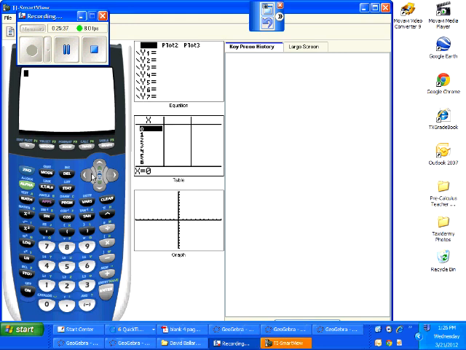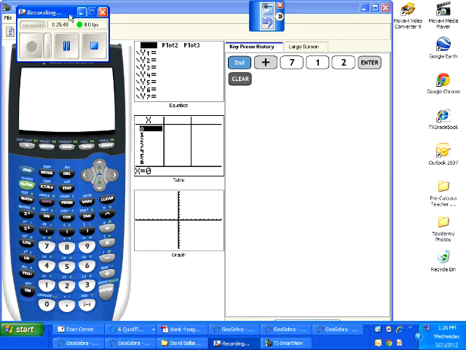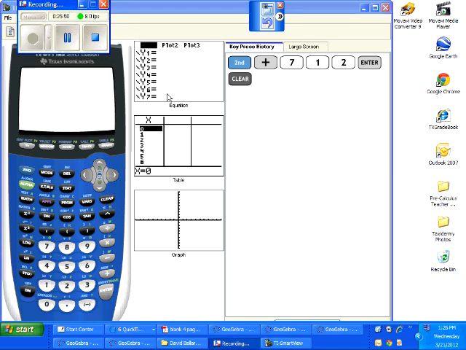So all right, so we're going to clear it out. I'm going to hit second plus 7 1 2 enter, clear. And we're going to do these things one at a time just to try to verify what's going on.